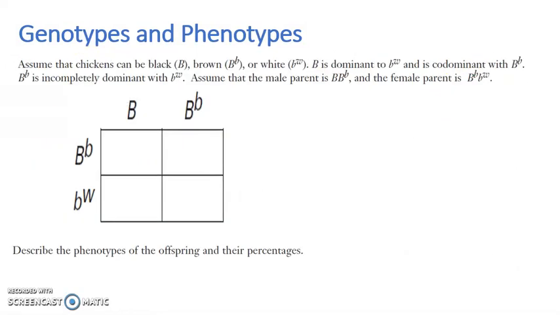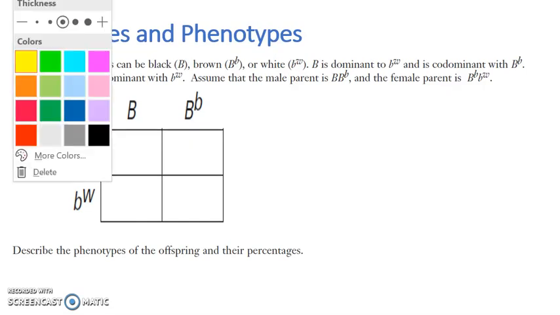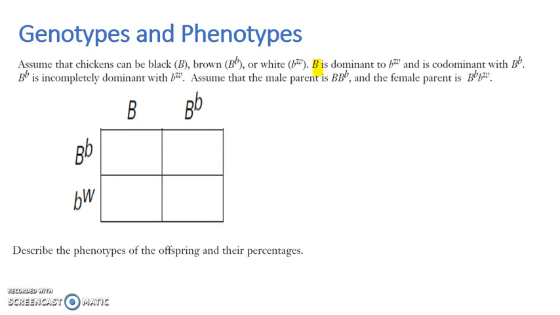For item number 4 on the worksheet, we're looking at another set of problems. It says assume that chickens can be black, capital B, brown, capital B with a superscript B, or white. It says that big B is dominant to little b with a superscript W for white, and is codominant with big B superscript B for brown. Big B superscript B is incompletely dominant with little b superscript W.